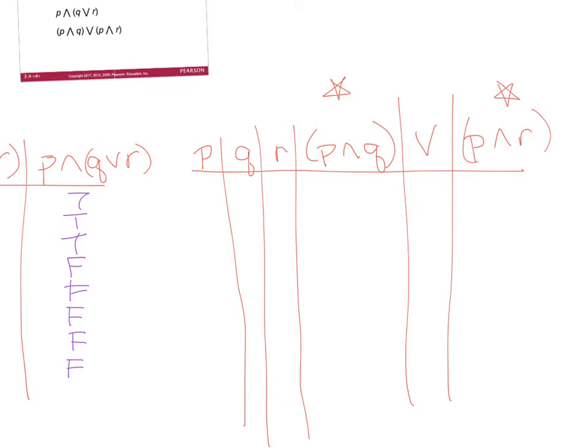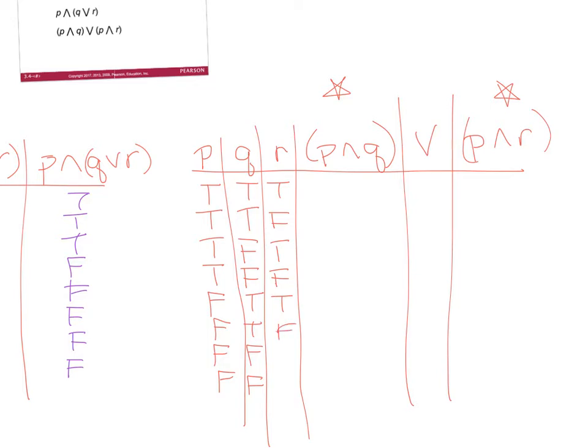There's three statements, so we'll need eight possibilities. So under the P, you'll put four trues, followed by four falses. Under the Q, two true, two false, two true, two false. And under the R, you do every other one. True, false, true, false, true, false, true, false.